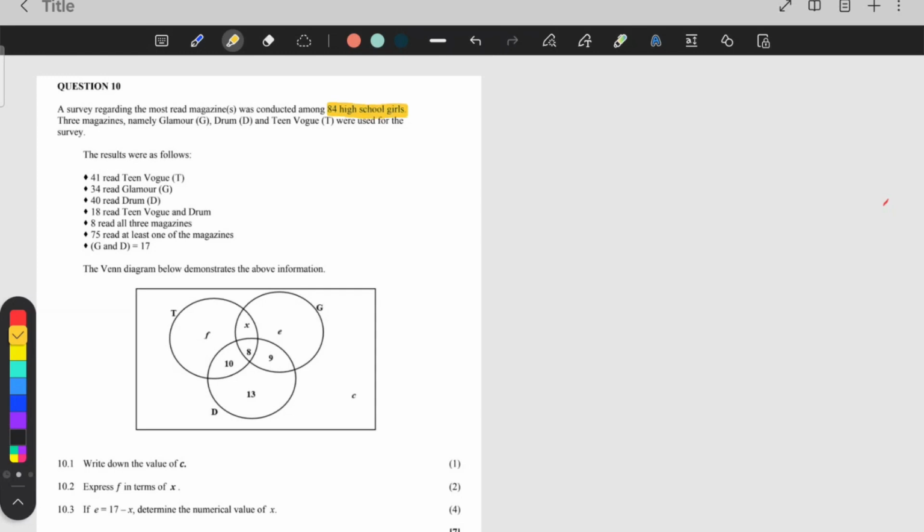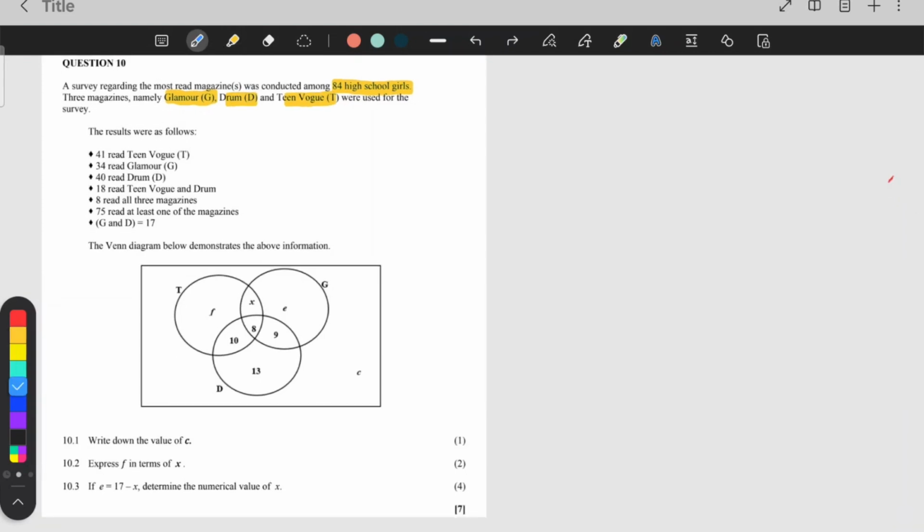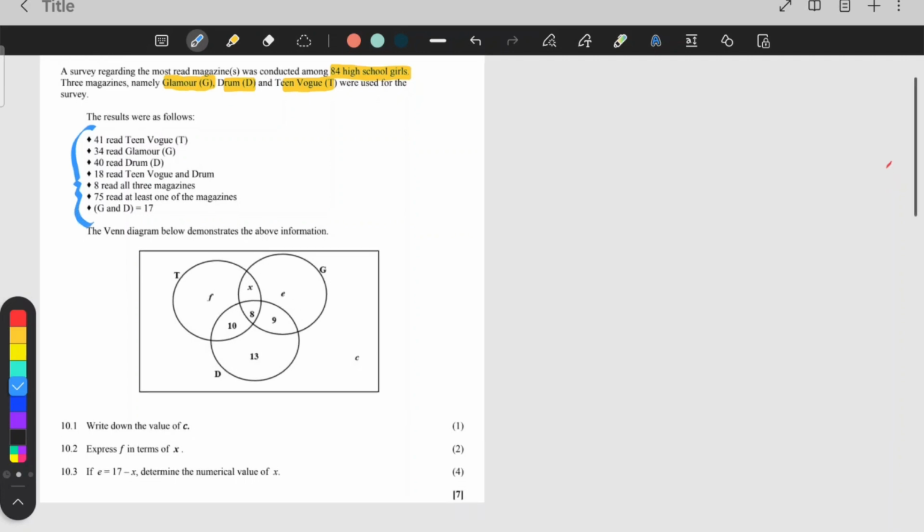Three magazines, namely Glamour, so that's a magazine, then we have Drum and we have Teen Vogue, were used for the survey. And then they give you all the information here. I'm not going to read through it. So here they give us a Venn diagram. This is Teen Vogue, this is Glamour, and this is Drum magazine. So let's go look at the questions.